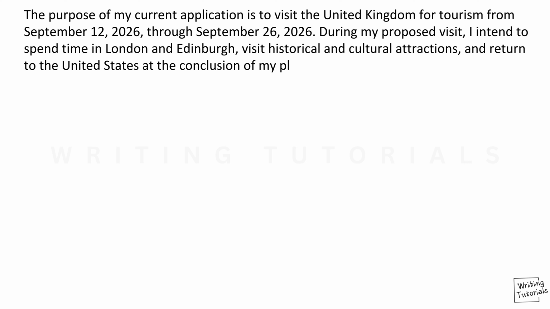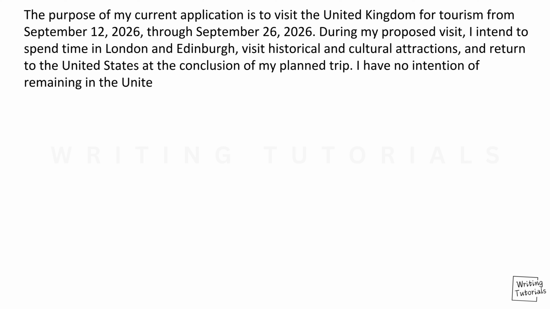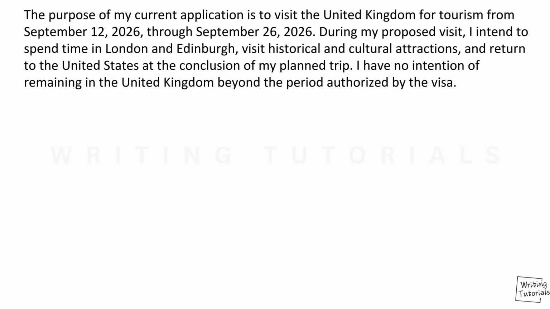The applicant then gives specific details about the proposed visit. "During my proposed visit, I intend to spend time in London and Edinburgh, visit historical and cultural attractions, and return to the United States at the conclusion of my planned trip." This gives the application a clear temporary purpose. The applicant also directly states, "I have no intention of remaining in the United Kingdom beyond the period authorized by the visa." This reinforces the temporary nature of the proposed visit.